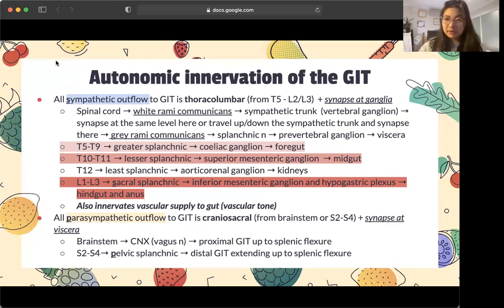So you'll remember from first year, the sympathetic outflow is from the thoracolumbar area of the spine, whereas parasympathetic, think about either side of sympathetic. So it's going to be top and down. It's going to be cranial, so brainstem, or sacral, S2 to S4. Sorry. So there are two ways the sympathetic outflow can occur.